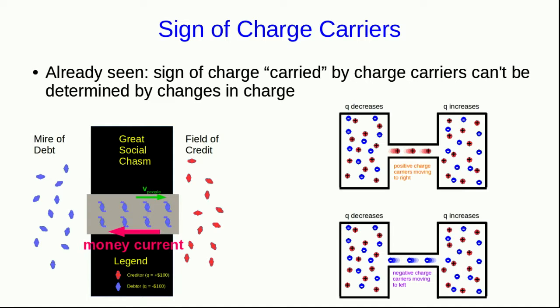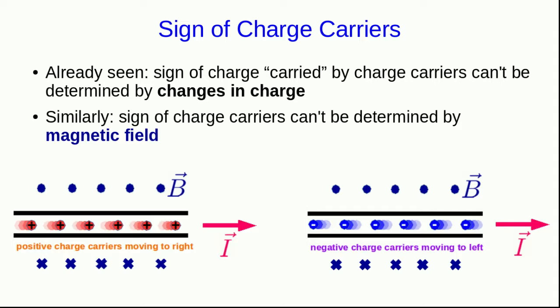Similarly, in current, we can't tell the difference between positive charge moving one way and negative charge moving the other way. It causes the same changes in charge. Likewise, we can't tell the sign of the charge carriers by looking at the magnetic field. Experiment shows that positive charge carriers moving one way produce exactly the same magnetic field as negative charge carriers moving in the opposite direction. In other words, it doesn't actually matter which way the charge carriers are moving. What matters is the direction of the current, which is the same in both cases.